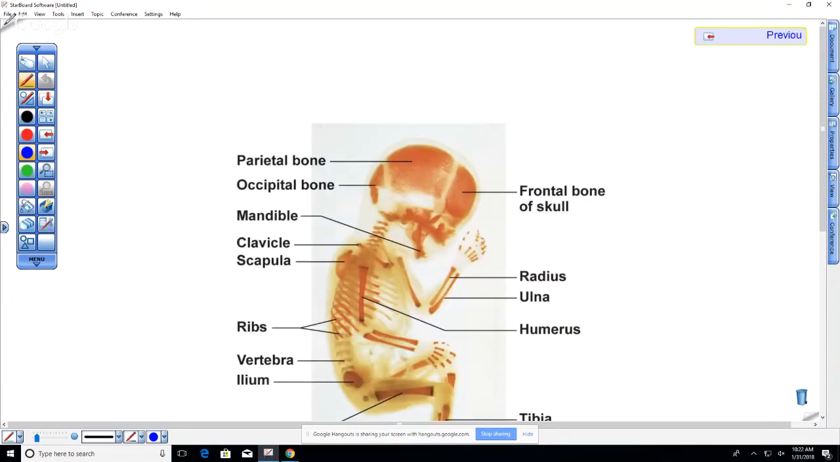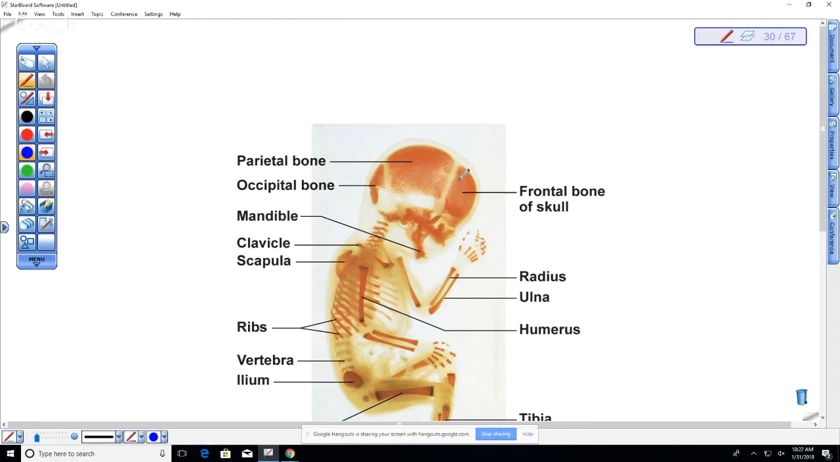Okay, so this is actually an image of a fetus, and it shows the calcification of the skeleton. You can see that the skeleton has already started to calcify, because when it calcifies, it becomes more dense. And so you can see those areas of that. Also notice that you can see the suture joints here.